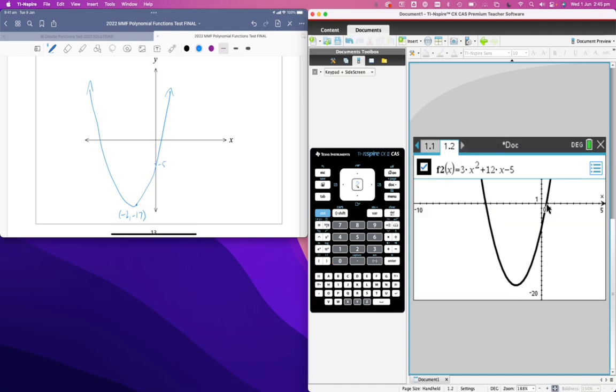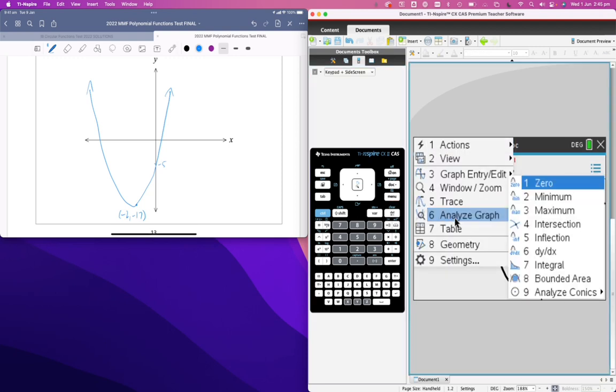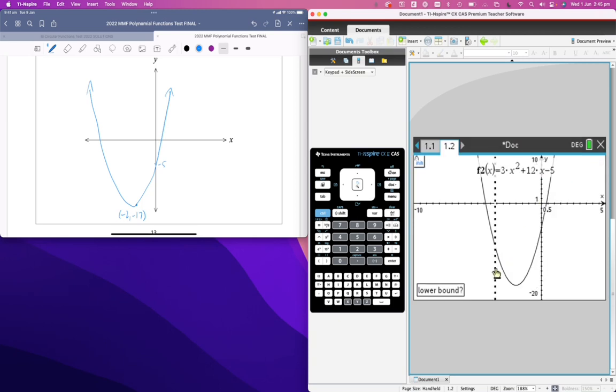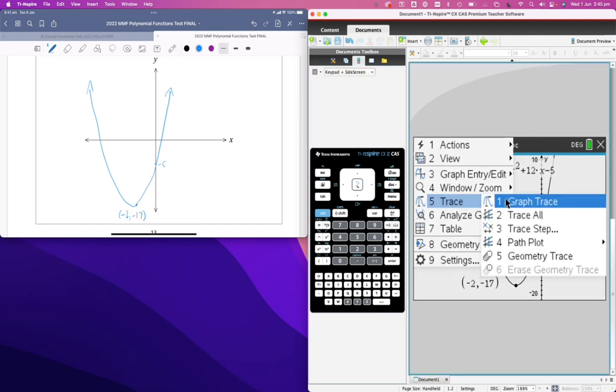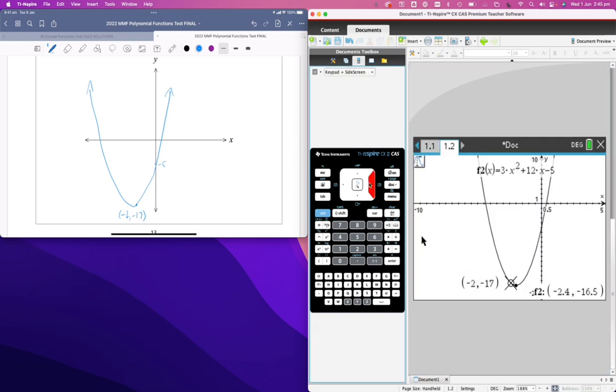And then I can sort of see for myself what those values are. And you can see that I've got it right. And of course, you can do things like go Menu, Analyze Graph, Minimum to find a minimum. There you go, minus 2, minus 17. You can also use trace graph. So Menu, Trace, Graph, and use your arrow keys, and it will jump to the y-intercept eventually. 0, minus 5. So that's all good.